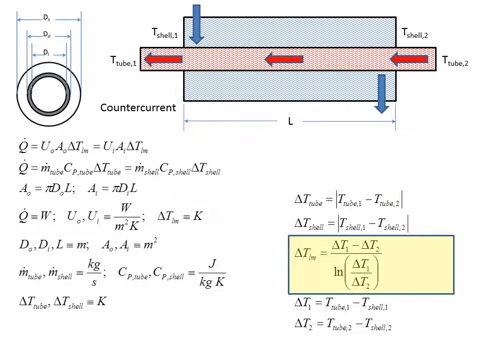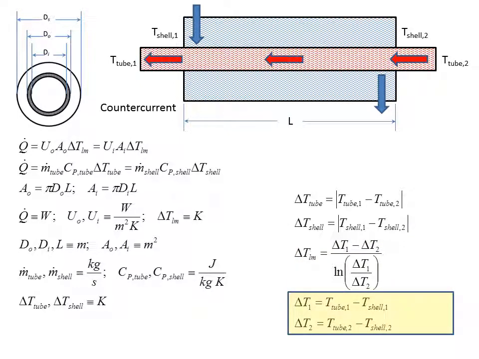Our delta T log mean is given by this equation, where we would have delta T1 minus delta T2 divided by the logarithm of delta T1 over delta T2. Here it's important to note that delta T1 is the temperature difference between the tube and the shell on the left-hand side of the heat exchanger, and delta T2 is the difference between the tube and the shell on the right-hand side of the heat exchanger.